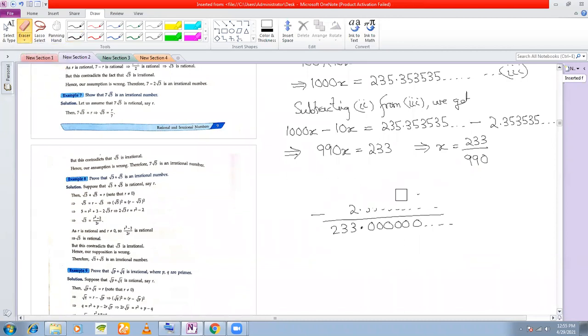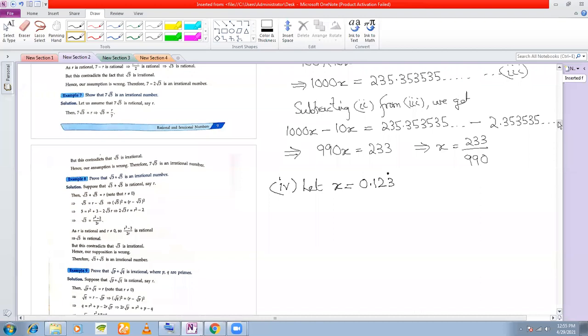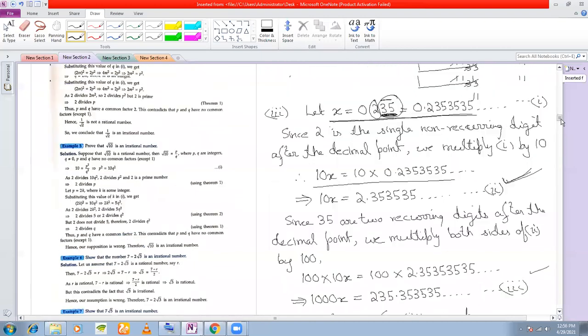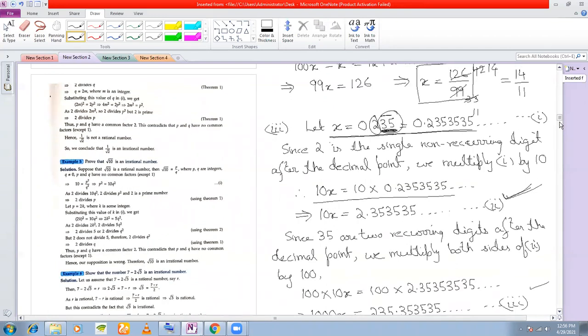So now we proceed to the next one, which is number 4. In number 4, the given number here, we take it as x. The given number here is x is equal to 0.123, and then you have a dot above 3. That is, you have only one digit recurring here, which is 3, and 2 non-recurring digits. So just as we have done here, for 2 non-recurring digits, what do we do? We multiply it by 100, and then for one recurring digit, we multiply the equation that we get by 10, because we have only one recurring digit, right?